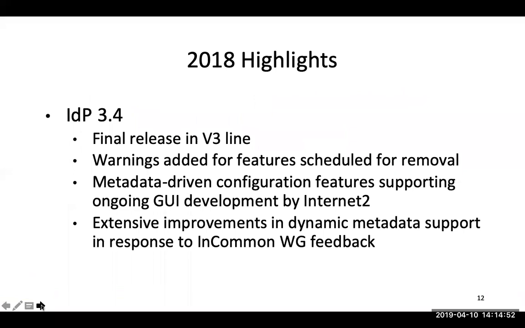So first, before I get into what's coming, I wanted to give a quick summary of the highlights of 2018, what we spent the last year doing, some of which was certainly related to the expanded funding that we had.